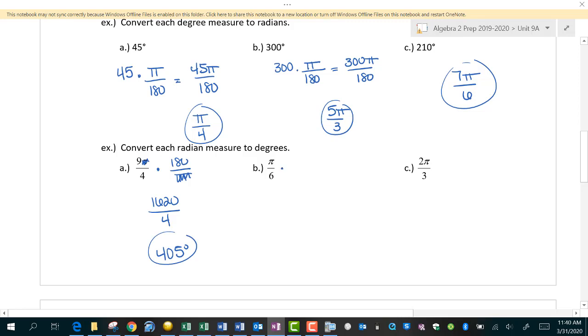Likewise, if I did pi over 6, I multiply by 180 divided by pi. The pi's cancel out, so I'm left with 180 divided by 6, which is 30 degrees. Again, please stop the video, pause for a minute, and try part C. For part C, you should have gotten 120 degrees.